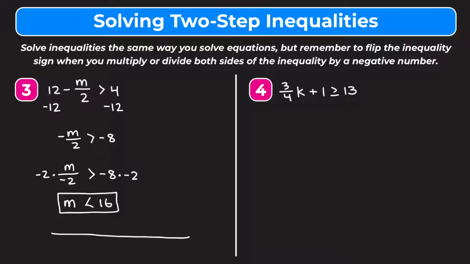We're just going to graph this. I'll put 16, 17, and 15. m is less than 16. It cannot equal 16, so we're going to use an open circle. And less than means we're going to shade to the left.